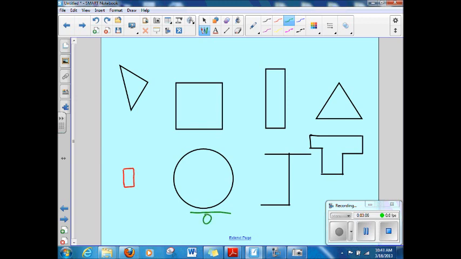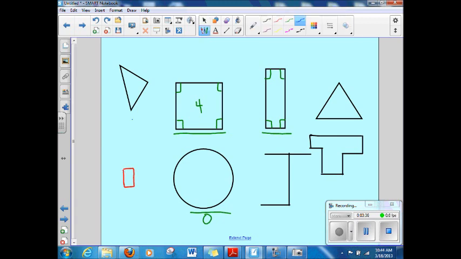Let's take a look at this square next. Here's the square, and we're looking for right angles. Yes, that piece of paper will fit in that corner. That piece of paper will fit here and here and here. So we say that this square has four right angles. How about this next one over here, this rectangle? Oh, again, in the corner, that piece of paper will fit. There's one, two, three, four. That rectangle has four right angles.